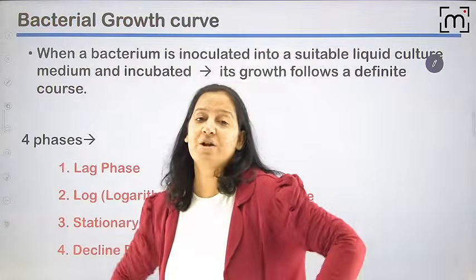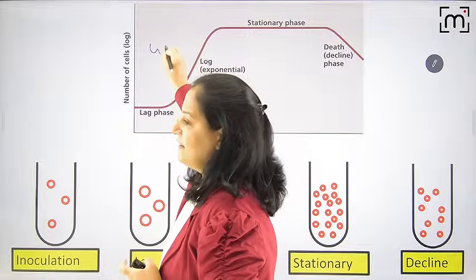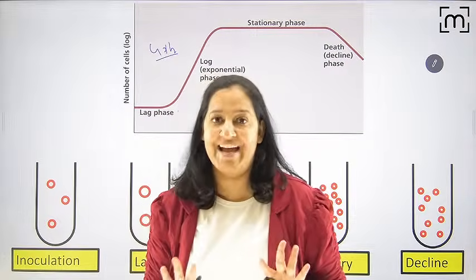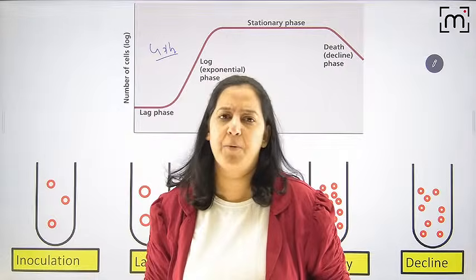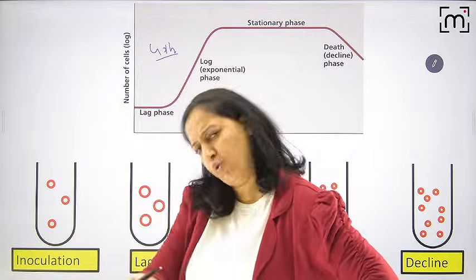Okay, now I will tell you the bacterial growth curve. This is known as the bacterial growth curve. There are 4 phases in the bacterial growth curve. Please understand it. You get many questions from this. It's very important. Okay, I will show you with the help of an experiment. Let's do an experiment. You do it with me.